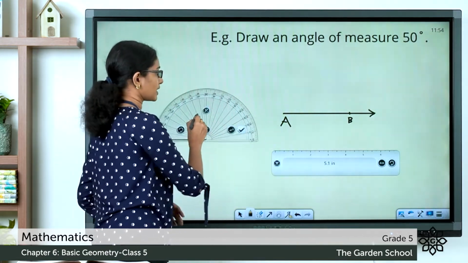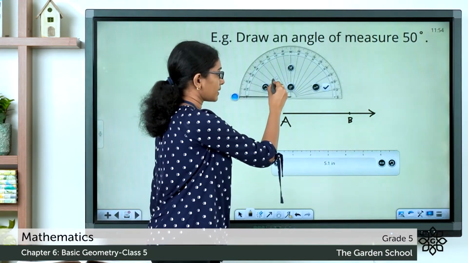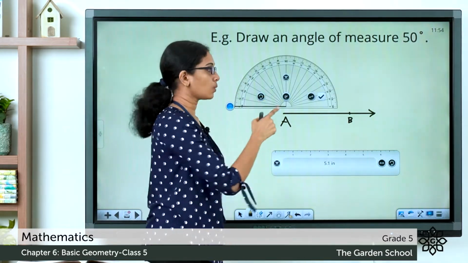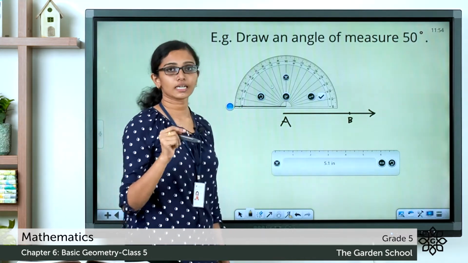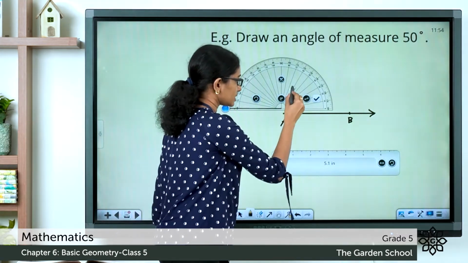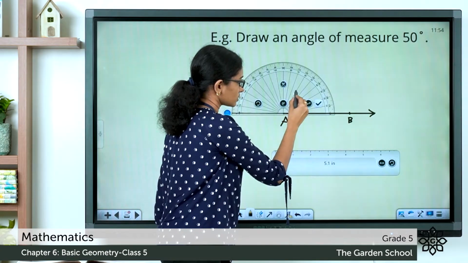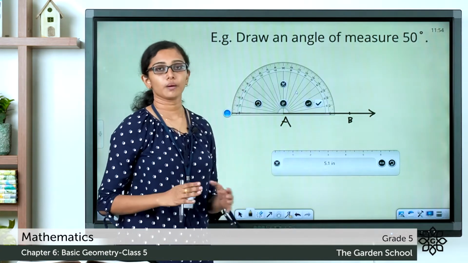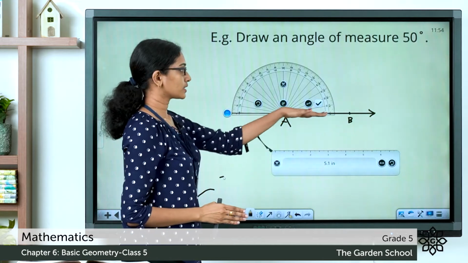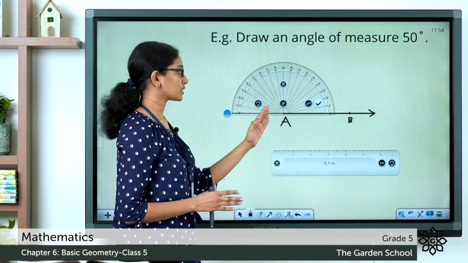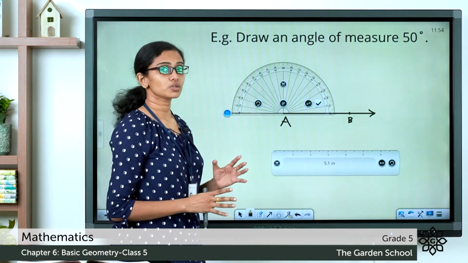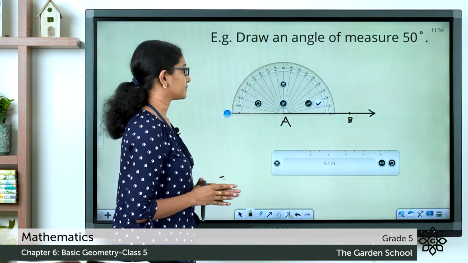Now that we have drawn the lower arm of the angle, let's use the protractor to take the required measurement. So place the protractor in such a way that the baseline coincides with the lower arm and the center of the protractor coincides with the starting point of the ray. See, you have placed it properly. The baseline coincides with the lower arm and the center of the protractor coincides with the starting point, which is going to be the vertex of the angle.